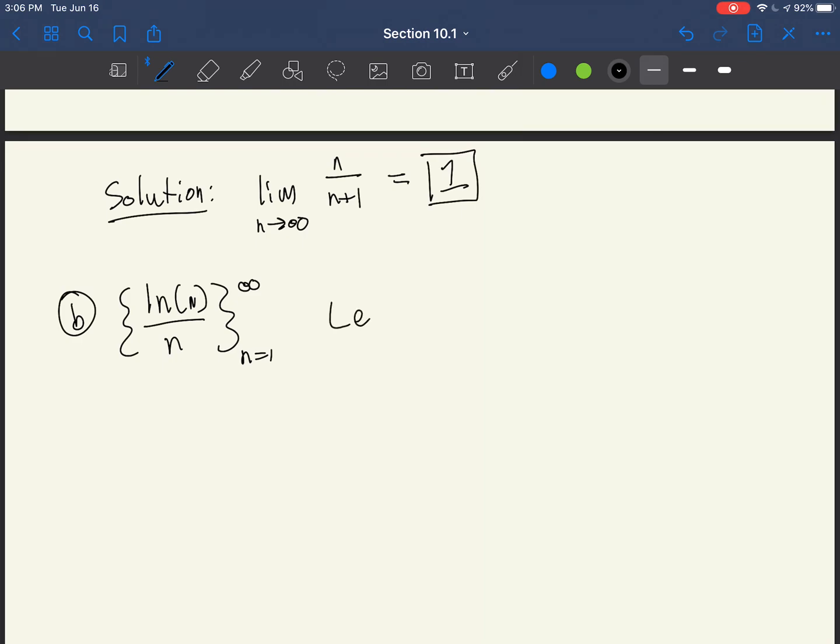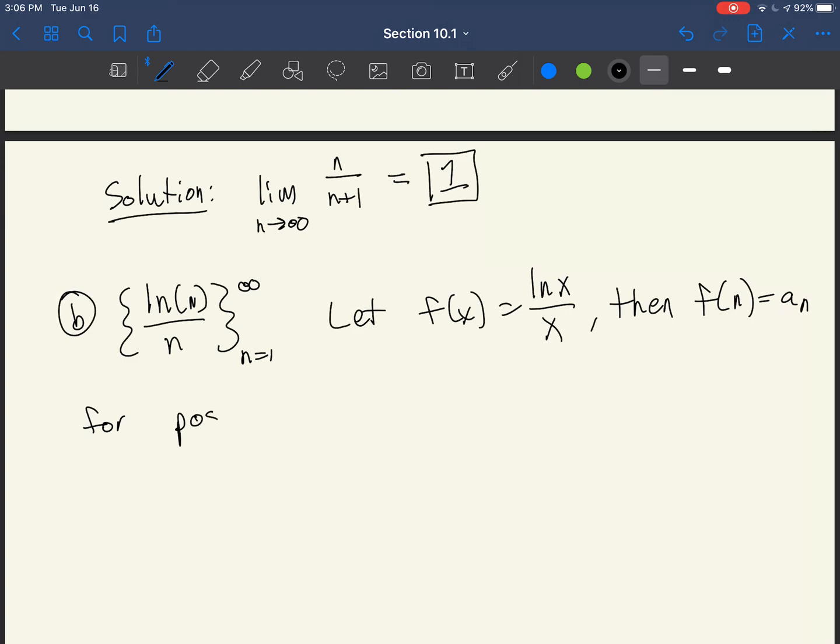But if instead we let f of x equal the natural log of x divided by x, then we have that f of n would equal a_n for positive integers n. So we have a function that behaves exactly the same as our sequence, and we can take the limit of this function. We couldn't take the limit of the sequence because we're only dealing with integers, but with f of x we can deal with all real numbers.